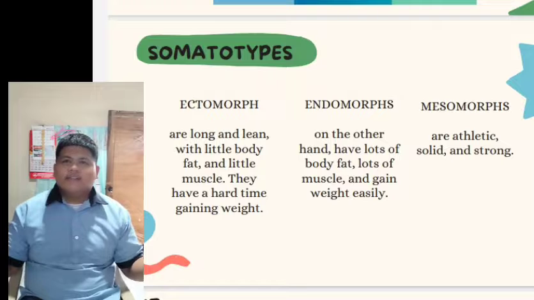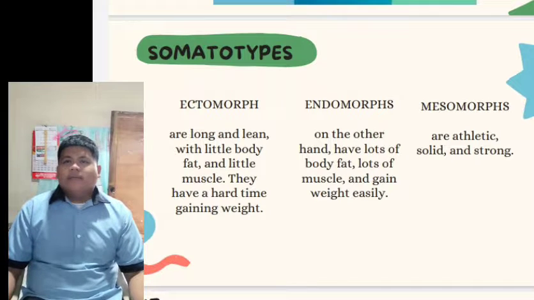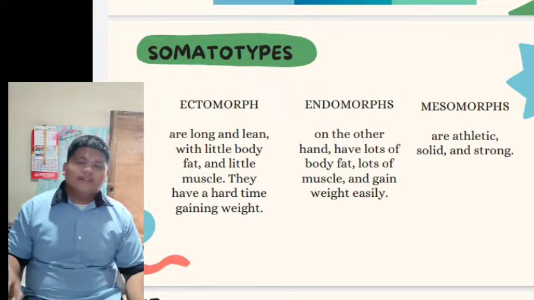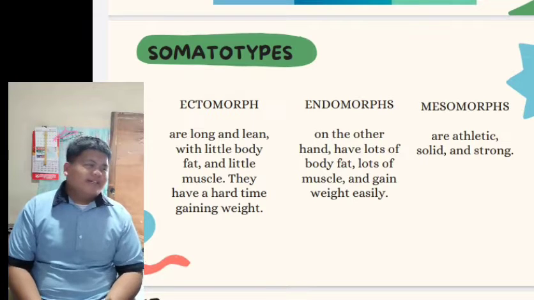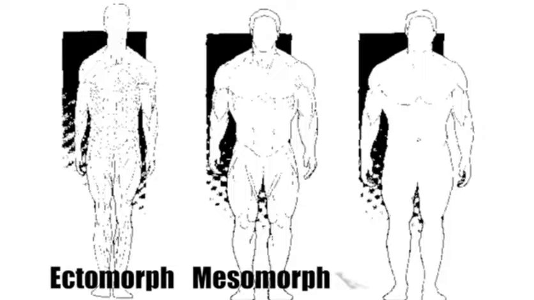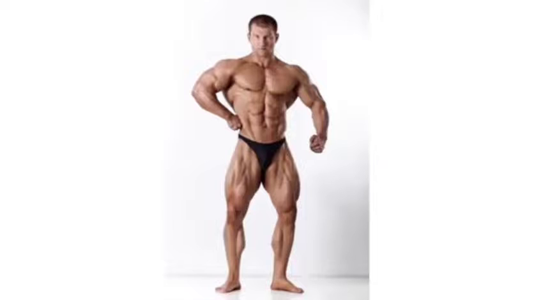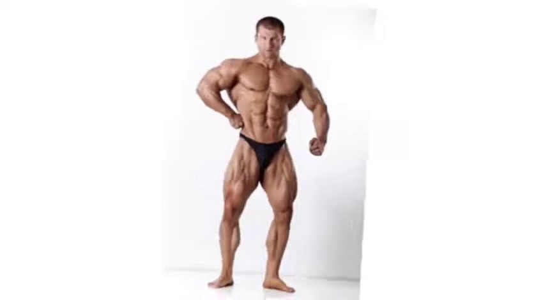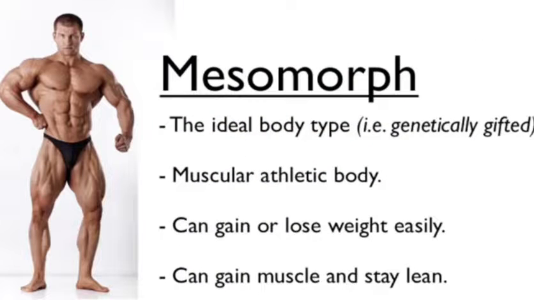And the last one is the mesomorphs. Mesomorphs are athletic, solid, and strong. Here's an example. Typically thought of as the luckiest of the three body types, given the ability to build muscle without putting on too much excess fat. If you fall under this category, you are likely going to find it easier to maintain a lean, muscular body than the other two types.